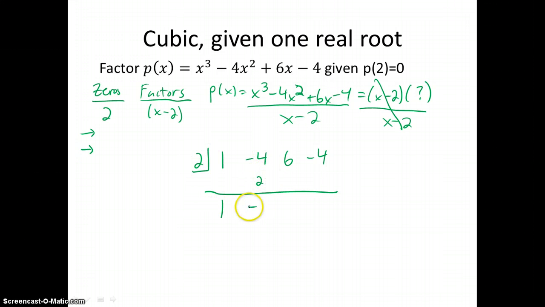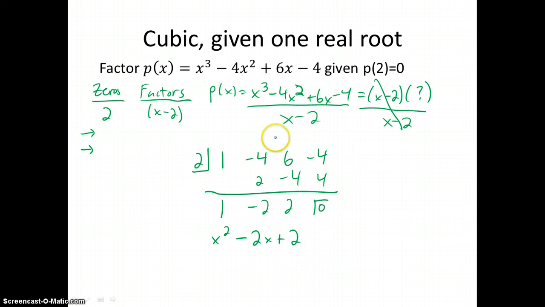Negative 4 plus 2 is negative 2, times 2 is negative 4, plus 6 is 2, times 2 is 4, which gives us that remainder of 0. So our solution here is x squared minus 2x plus 2.